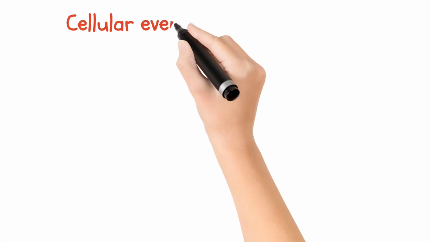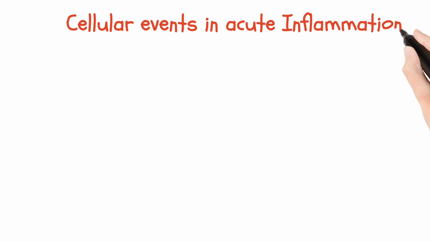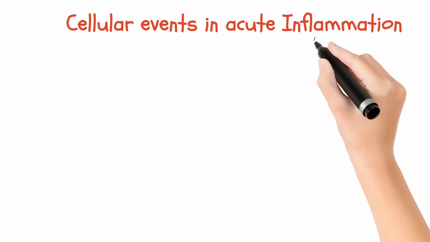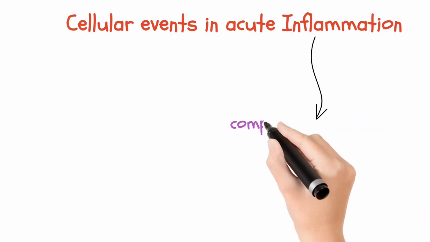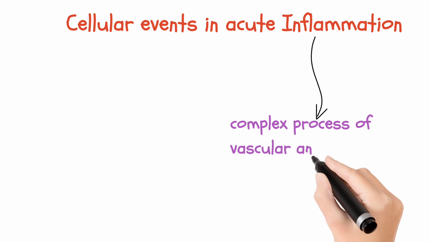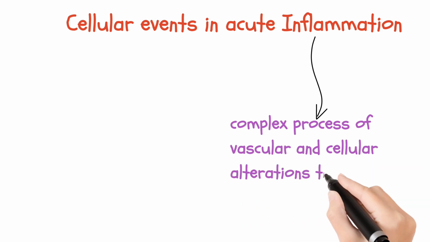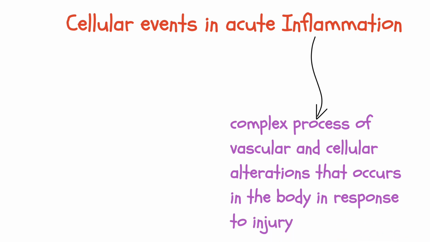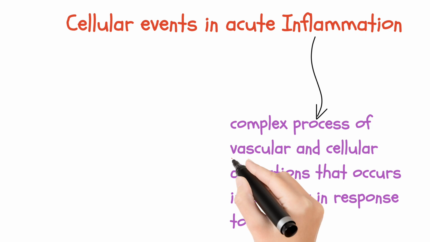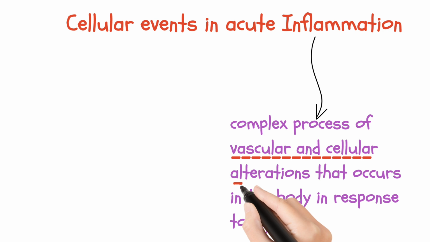So guys, in today's video I'll be talking about the cellular events in acute inflammation. As always, I would love to begin by defining the word inflammation. Inflammation is a complex process of vascular and cellular alterations that occur in the body in response to injury. The two major or most important events that occur during inflammation are vascular and cellular changes.